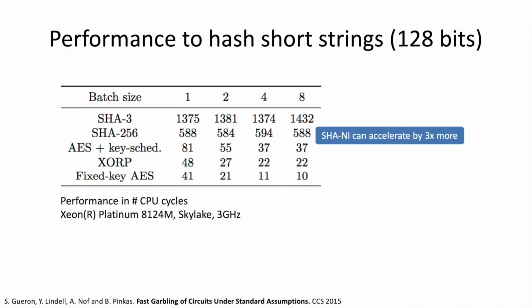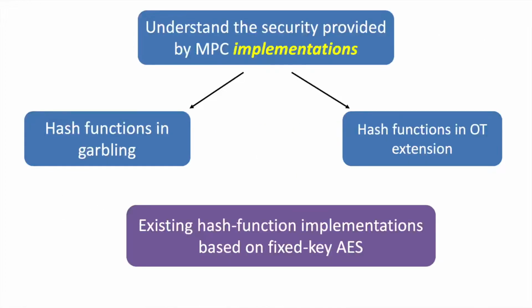For example, for SHA-256, the speed is about 60 times slower than fixed-key AES. And even with AES-NI, it's still going to be 20 times slower than fixed-key AES. And the software implementation of SHA-3 is even slower. Due to the huge performance gain that we can get from fixed-key AES, we are going to focus on instantiating existing hash functions securely using fixed-key AES.